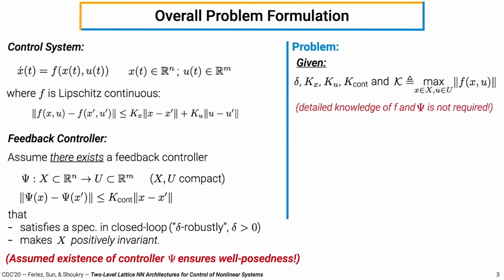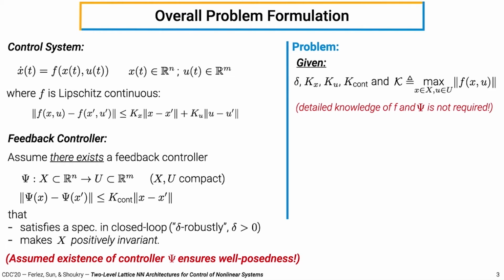So the problem statement we're going to consider proceeds as follows. We assume we're given the various parameters we've described before. That's a robustness margin delta, the Lipschitz constants, the state and control sets, and a bound on the vector field of our ODE, shown on the screen. However, we emphasize that we do not assume we have detailed knowledge of the vector field F, nor the assumed to exist controller psi. We really just depend on these parameters listed on the screen right now.